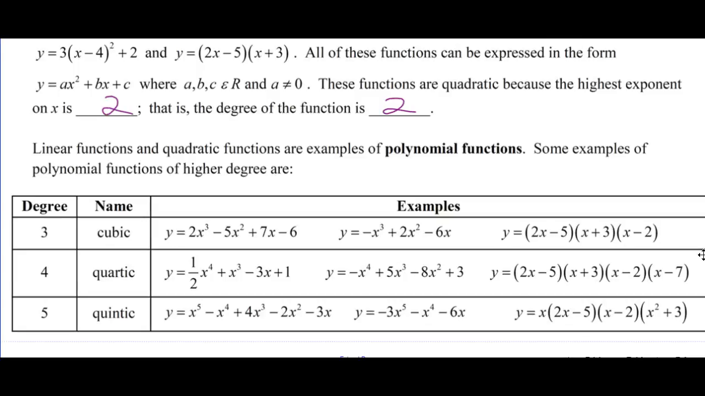Some examples of higher degree, we have cubics, which are of degree 3, quartics, which are of degree 4, quintics, which are of degree 5, and actually sometimes after degree 3 we just say it's a polynomial of degree 4. If we get up above 5, then we just say it's a polynomial of degree 6, polynomial of degree 9, whatever it may happen to be. And then here are some examples in kind of a standard form. This has a negative x cubed. This is in a factored form, right, which becomes very important.